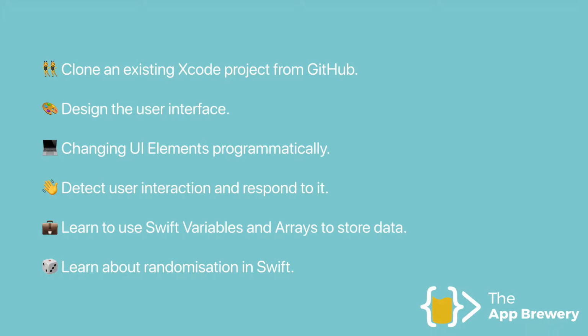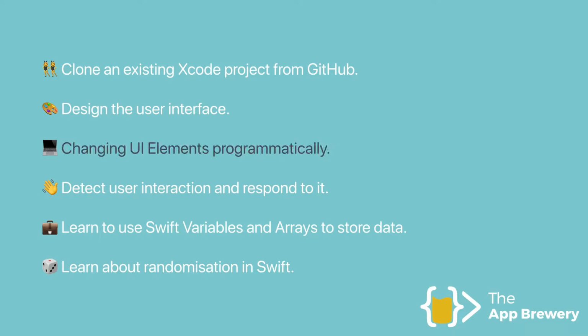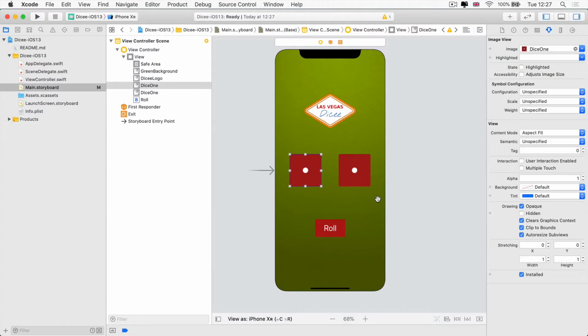All right, so now that we've completed designing our user interface, we're finally ready to start doing some programming. We're going to be writing some code to allow us to change some of the properties of those user interface elements that we've added earlier on. Now, we already know that when we select any of these user interface elements, such as these image views or the button, we can head over to the attribute inspector and change its properties.